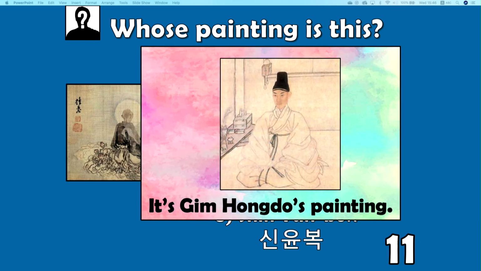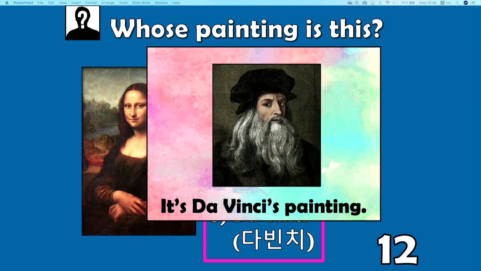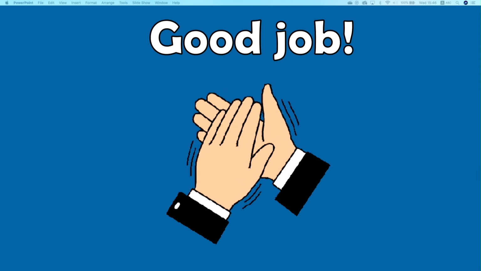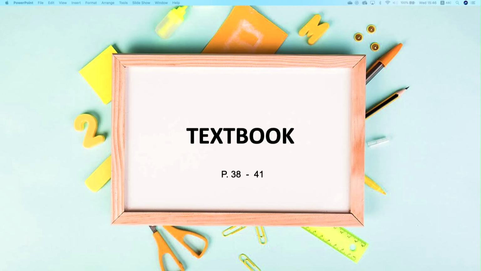It's Kim Hongdo's painting. Number 12. Whose painting is this? The answer is C, Da Vinci's painting. Good job. Now let's go to our textbook.